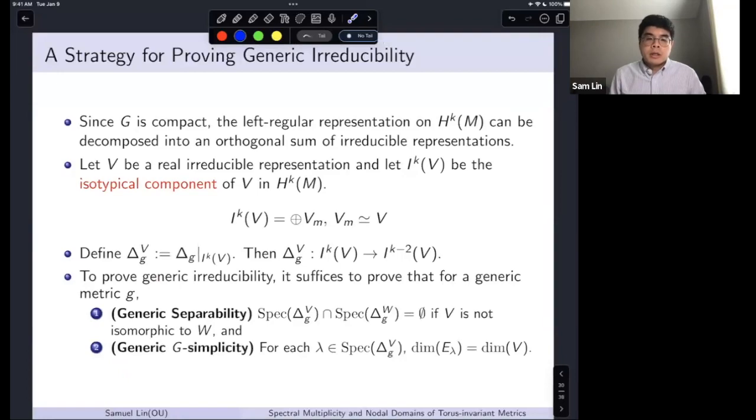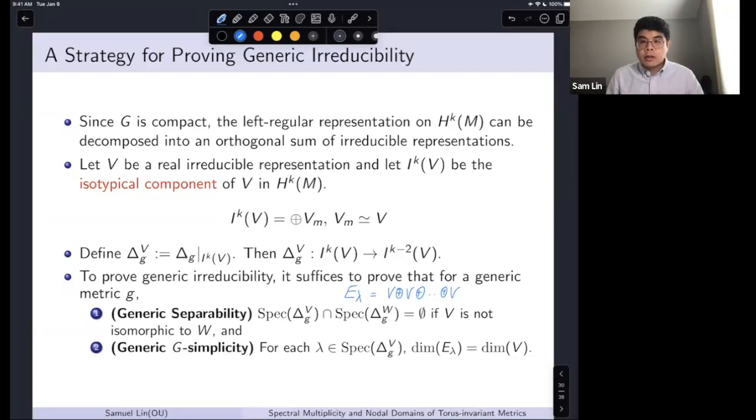What does separability mean? It means if you pick two non-isomorphic representations V and W, then the spectrum of the restricted operator for V is different from the spectrum of the restricted operator for W. So if you establish generic separability, that would mean that each eigenspace will consist of just one type of representation, perhaps V, V, V, and so on. We don't know how many there are, but we know that it consists of just one type of irreducible representation.